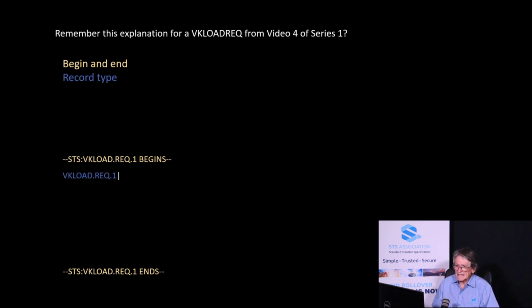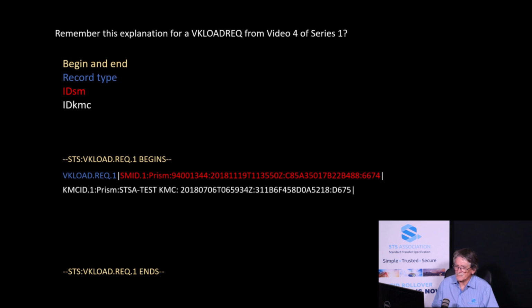You have a beginning and an end. Then you have a record type, which is a VK load request .1. Then you have the ID of the secure module, which is the SMID .1 record in red. You have the ID of the KMC, which is a KMC ID .1 record. Then you have a time variant parameter from the secure module, and this makes sure that VK load requests are always different and they are time stamped.